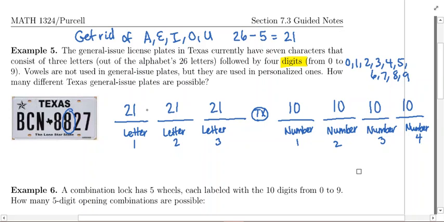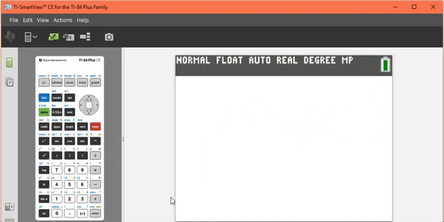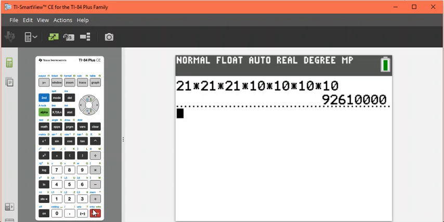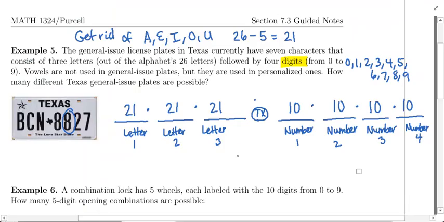So we've got all our blanks filled in. We just need to multiply all these numbers together. It's going to be a big number. I don't know what this is, so I'm going to go to my calculator. I'm going to do 21 times 21 times 21, and then times 10 times 10 times 10 times 10. That's going to give me how many total different Texas General Issue plates there are. Let's go ahead and write that number down.